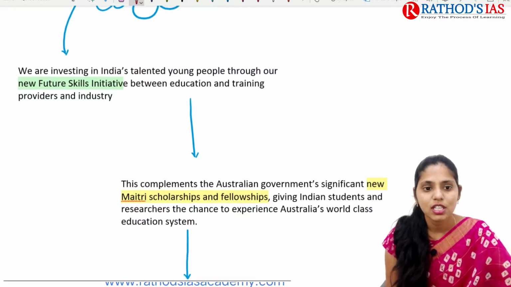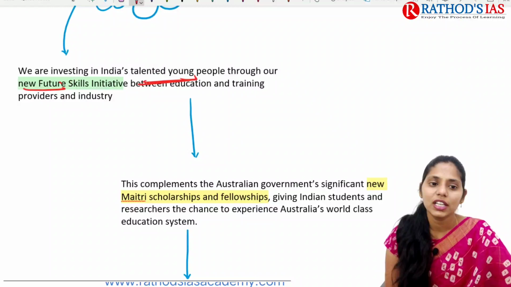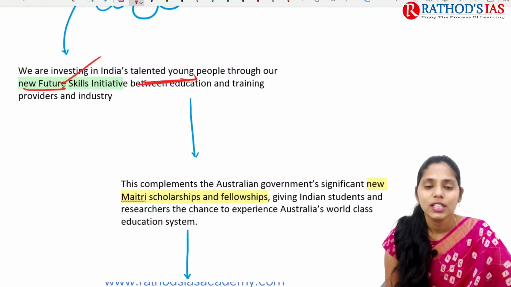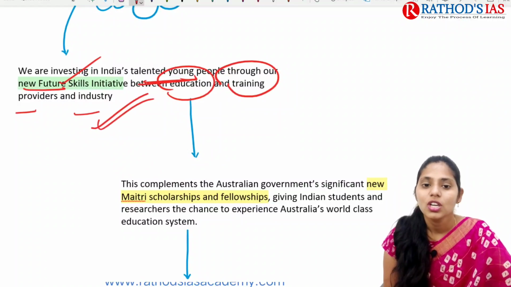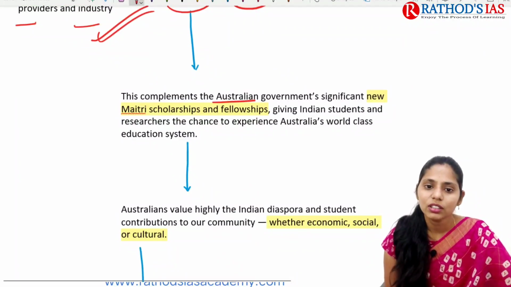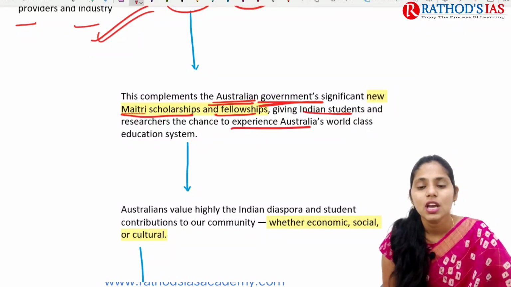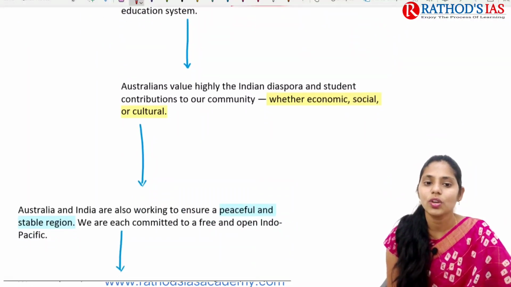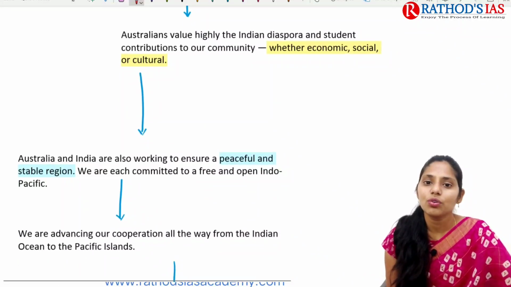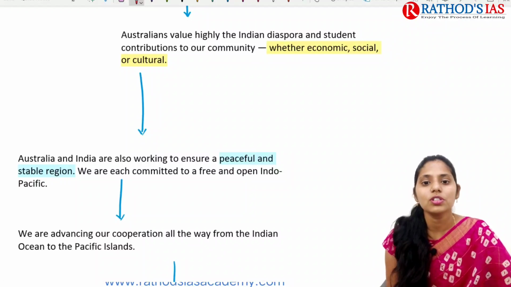In the education sector also, we are focusing much on students. We are investing in talented young Indian people, especially through our new Future Skills initiative between education and training providers and industry. There is proper collaboration between education and training providers and industry, and they are investing in these talented young Indians. This complements the Australian government's significant new Maitri scholarships and fellowships as well. Australia is also giving Indian students and researchers a chance to experience Australia's world-class education system, so Australia is focusing on the Indian diaspora and students' contribution, right?